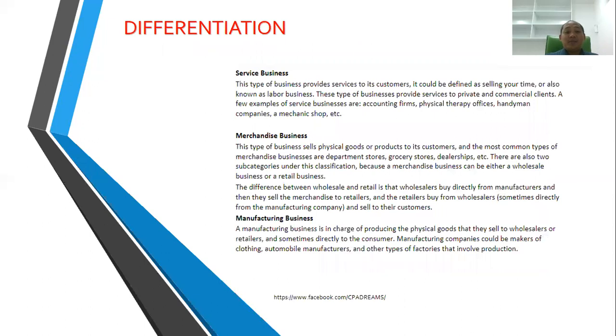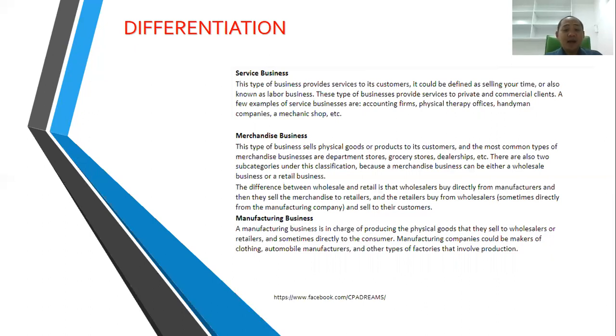So now let's go on to the differentiation. So service business, as we said, you sell your time, or this is called the labor business. So you provide services to private and commercial clients, no? Like what we said, you can be selling your expertise through accounting firms, law firms, okay, physical therapy offices, pwede kang repair shop. And then the merchandising business, again, has physical products, compared to the service business, where you don't have any physical products. They are intangible. The most common types of merchandise business, as we mentioned, are department stores, grocery stores, dealerships.